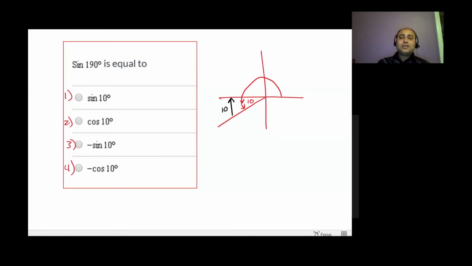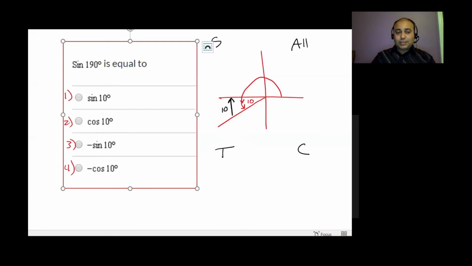But just remember one thing. If we're talking about the sine function, remember: all students take calculus. In the first quadrant, everything is positive. In the second quadrant, only the sine is positive, but in the third quadrant, the sine is negative. The only thing positive here is the tangent. Which means the answer will be option 3. You did a great job.